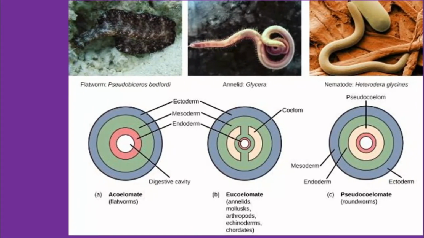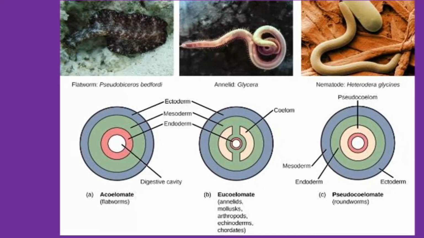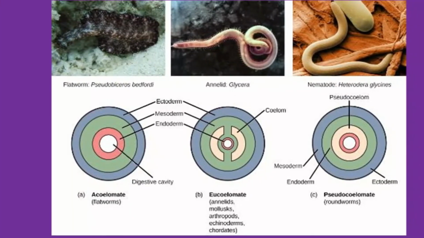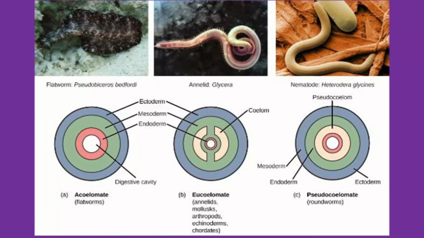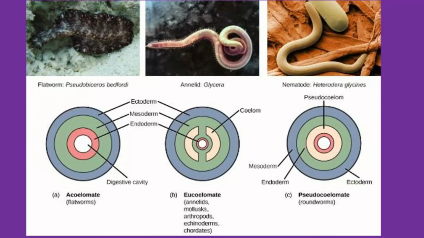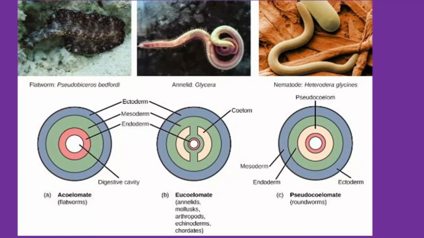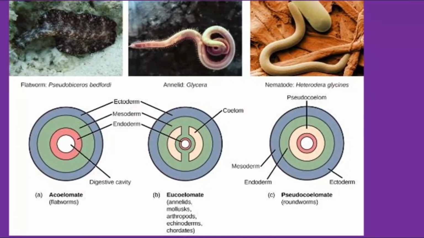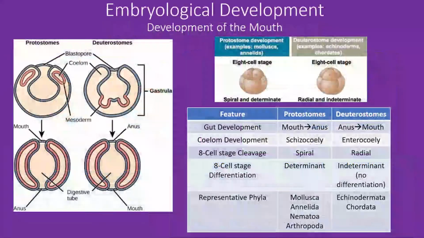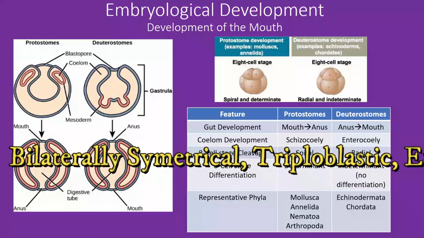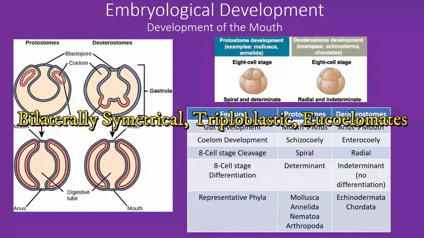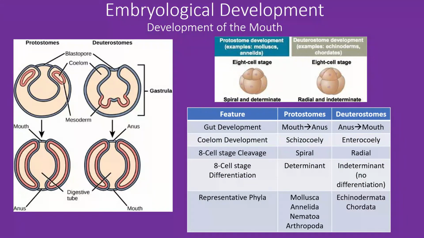Eucoelomates have a true coelom that is completely enveloped by mesoderm tissue. Most bilateral animals have this. Pseudocoelomates have a false coelom that is sandwiched in between mesoderm and endoderm tissue. Only roundworms have this. Amongst the bilaterally symmetrical triploblastic eucoelomates, did you get all that? You can further divide them into two groups based on the differences in the origin of the mouth.